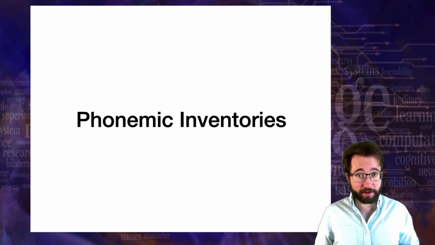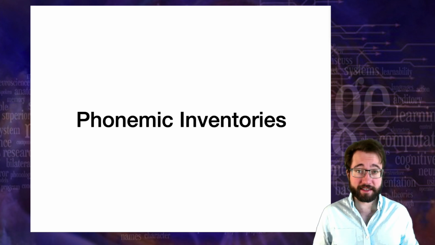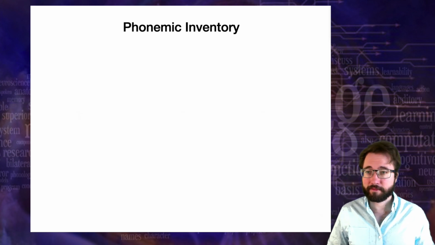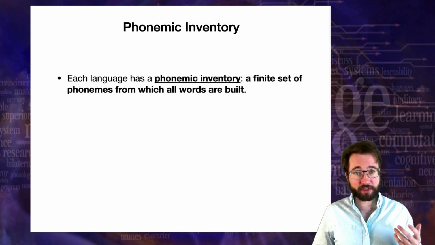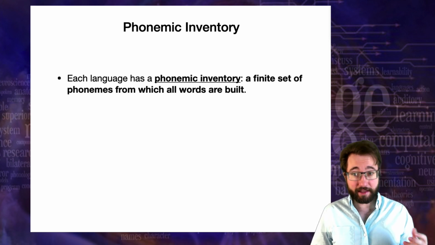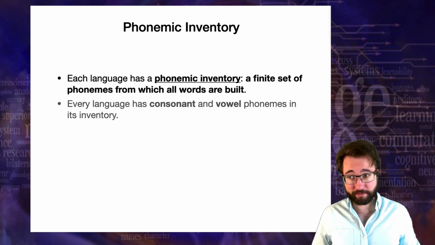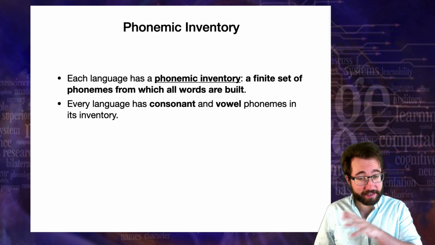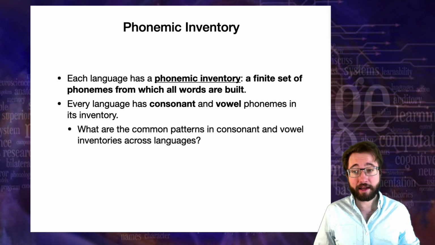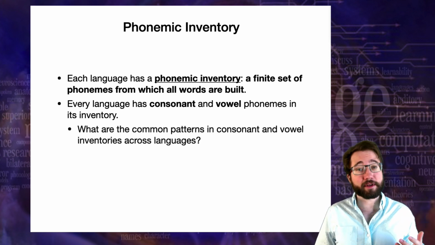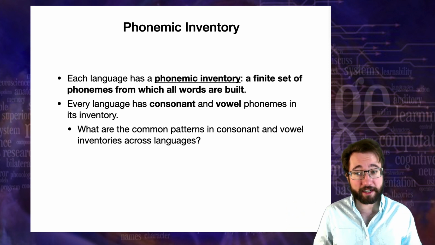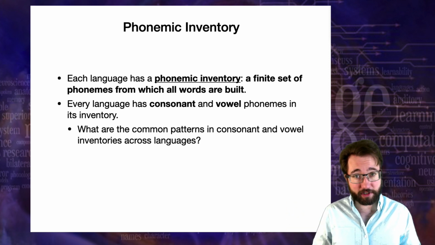Now the first topic here is what's called phonemic inventories. That is the question of what sounds, what phonemic sounds exist in a language. So every language has what's called a phonemic inventory. That is a finite set of phonemes from which all words are built. Every language has both consonant and vowel phonemes. And so we're going to be looking now at what are the common patterns and the range of variation in consonant inventories and then in vowel inventories across languages.